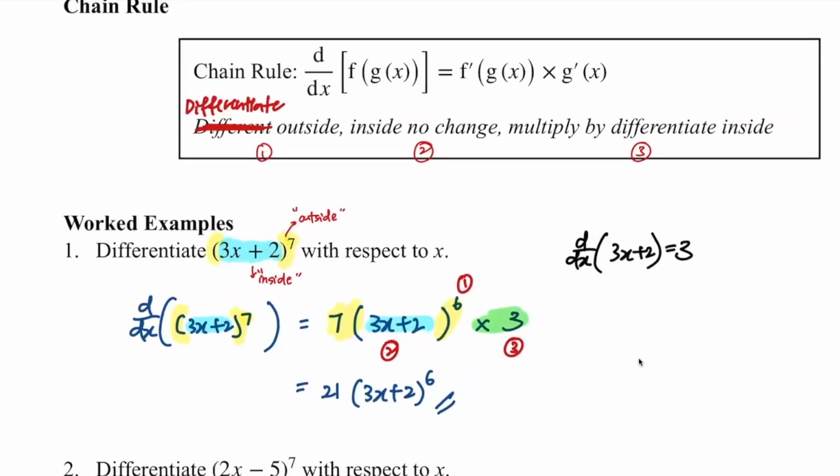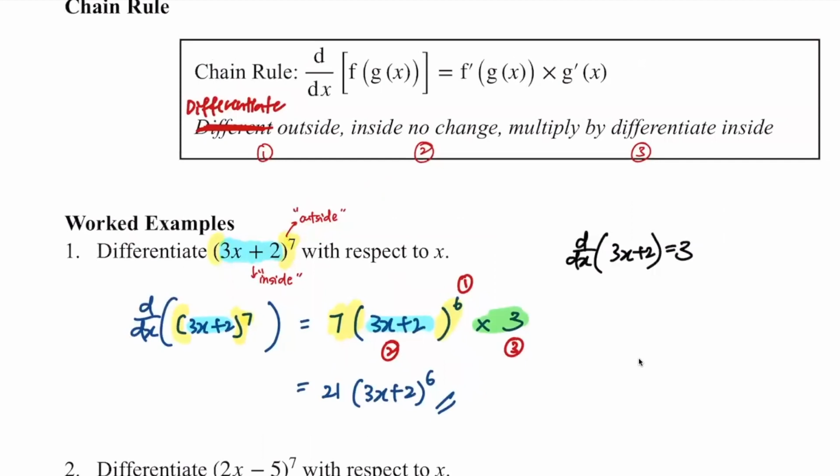Okay, so again, I emphasize the 2 points. Number 1, recognize when to use it. Whenever you see an inside, outside, that's when you need to use it. Later on, when you learn about trigo, exponential, and log, they have their own inside, outside as well. Then the second thing is know how to do it. You differentiate the outside first, keep the inside untouched, then you multiply by differentiate inside.